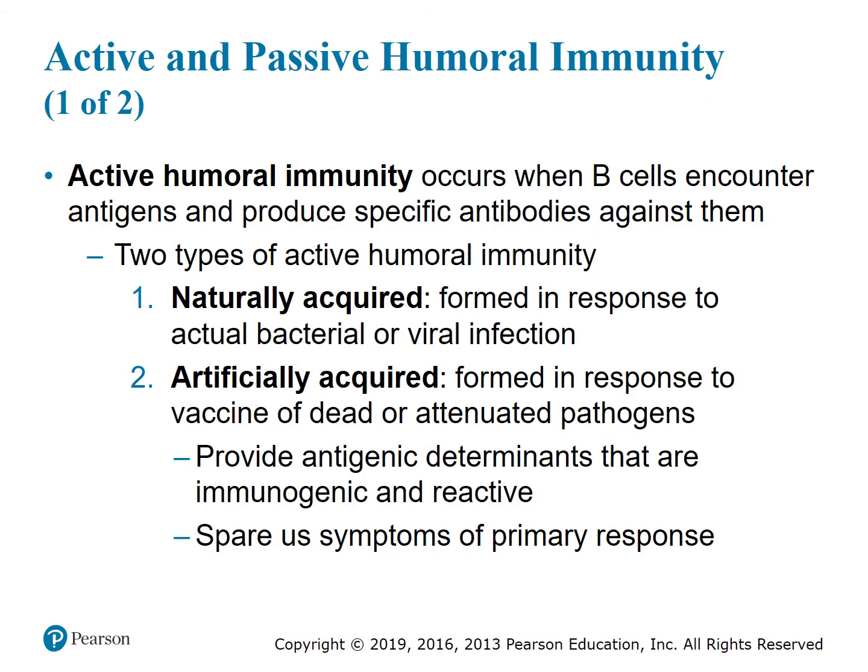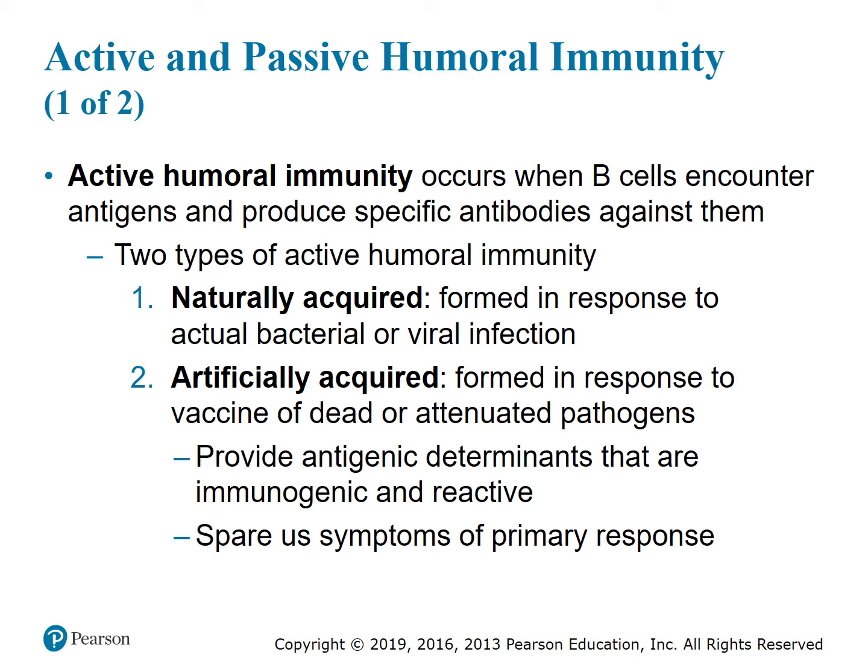So now we're going to talk about active and passive humoral immunity. So in active humoral immunity, this occurs when the B cells encounter antigens and produce the specific antibodies against them. There are two types of active humoral immunity. First one is naturally acquired, which is formed in response to the actual bacterial or viral infection. Artificially acquired is formed in response to a vaccine of dead or attenuated pathogens.